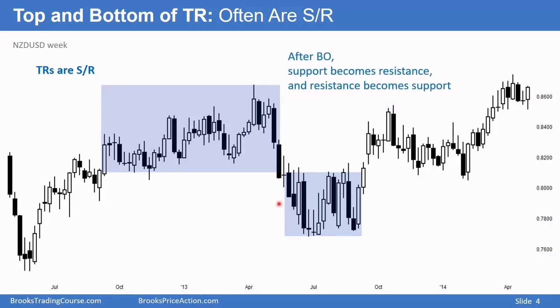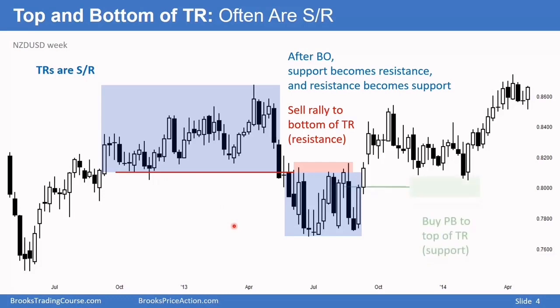After a breakout, this was support, support, support. We get a breakout, it's now resistance. Traders will sell a rally back up to the bottom of the trading range, betting that it is now resistance. Pretty good breakout above the top of this small trading range. You have to assume the top of the trading range now is support. Traders will look to buy at support at the top of the range or on a reversal up.